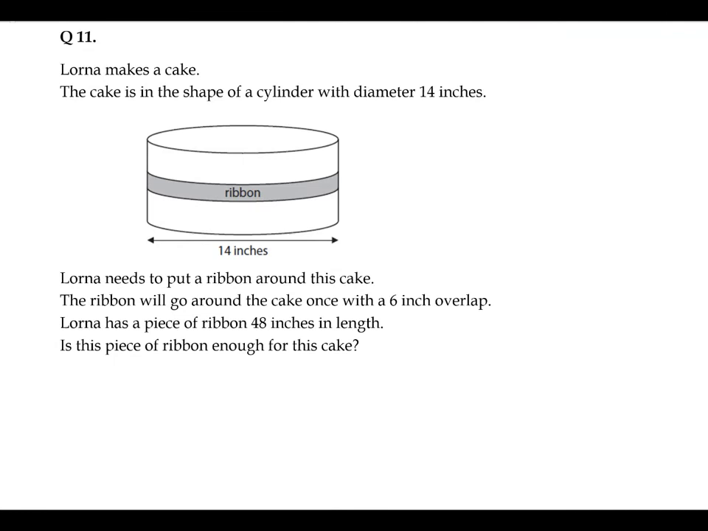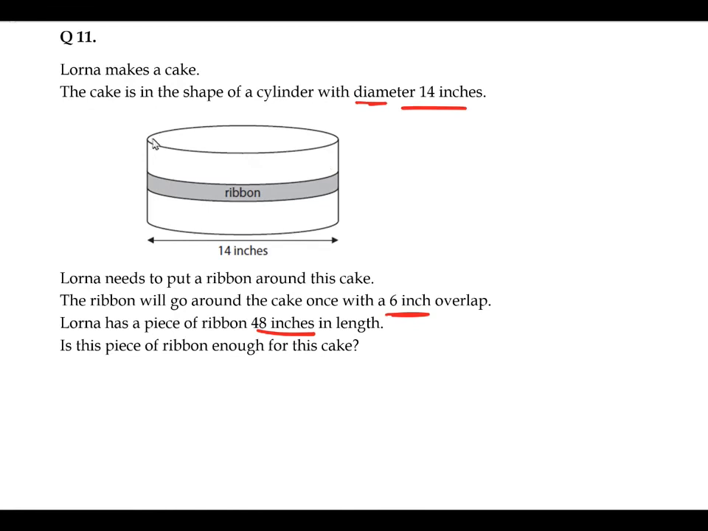Question 11. Lorna makes a cake. The cake is in the shape of a cylinder with a diameter of 14 inches. Lorna needs to put a ribbon around the cake, and the ribbon will go around the cake once, and then there'll be a 6-inch overlap. Lorna has a piece of ribbon 48 inches in length. Is the piece of ribbon long enough for this cake?